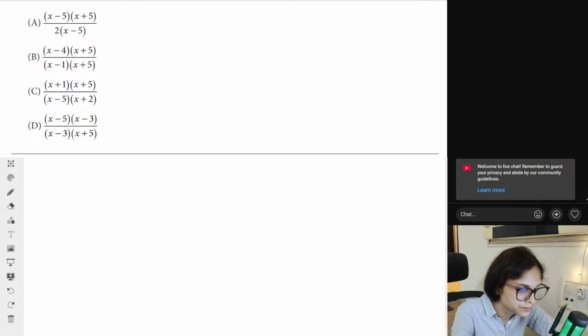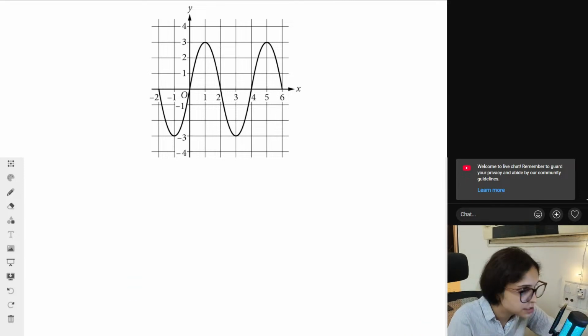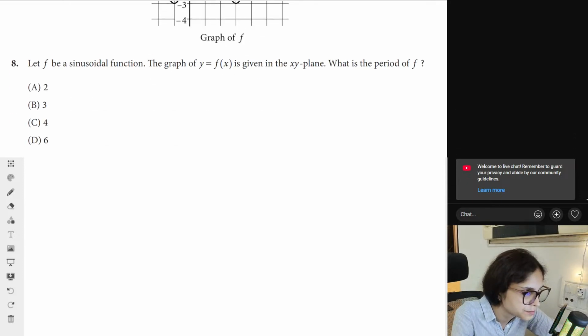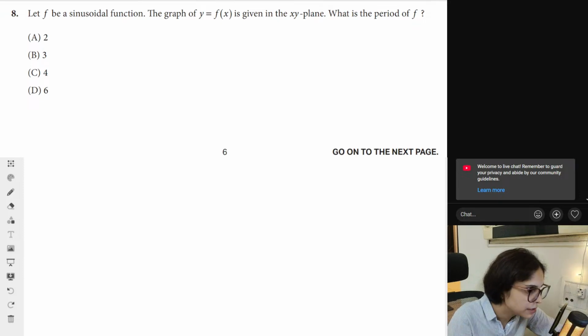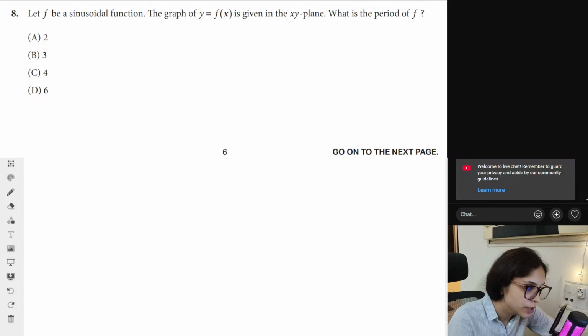Now the next question. Again, a graph is given to you. Let's see what the question is asking. The question is saying that let f be a sinusoidal function. The graph of y is equal to f of x is given in the xy plane. What is the period of f? So they're looking for period. So this comes in third unit. Period is when the values start repeating themselves, when the graph starts repeating itself. So we'll have to go back again to the graph.